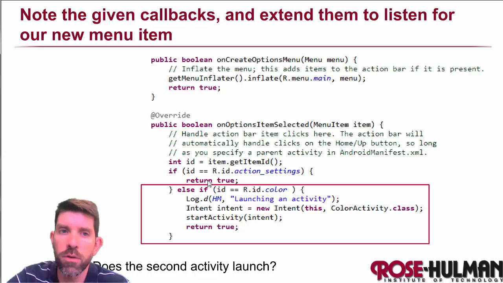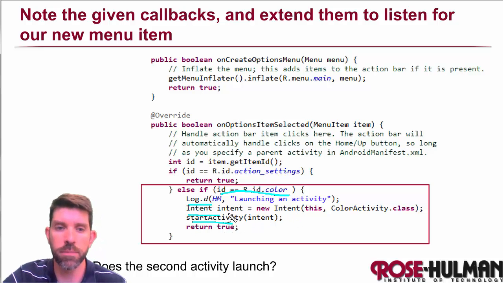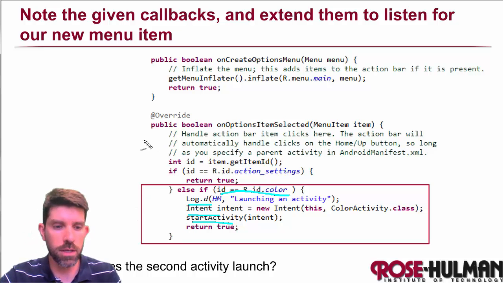Okay, and so what might it look like for our next one? Pretty simple. If we wanted to add ours, we just might want to check to see if the color ID menu item has been launched. Maybe have a log message. Maybe we even want to kick off an intent here to launch that other activity. All right, so let's go ahead and do that and see if it works.